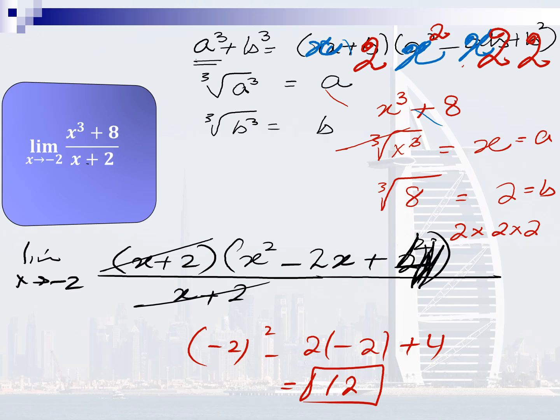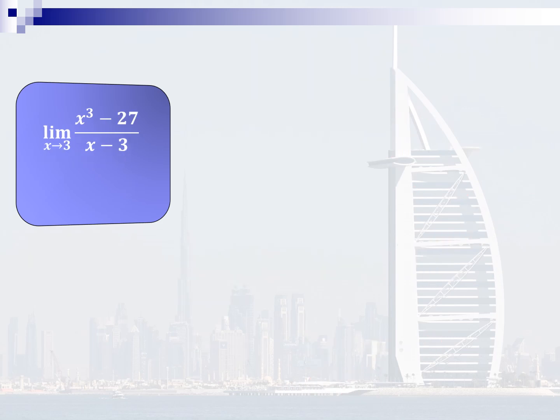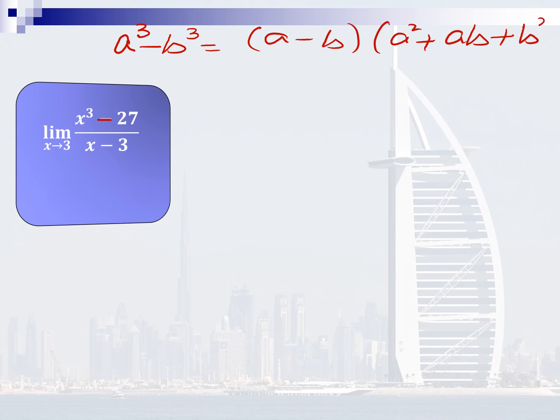Let's try out one more question, and if you do not understand this question, please repeat the video to check how I explained it one more time. Now this is x cube minus 27. Because there is a minus sign here, I am going to use the a cube minus b cube formula, which is a minus b times a square plus ab plus b square.